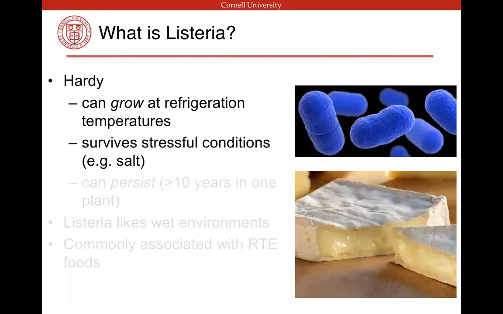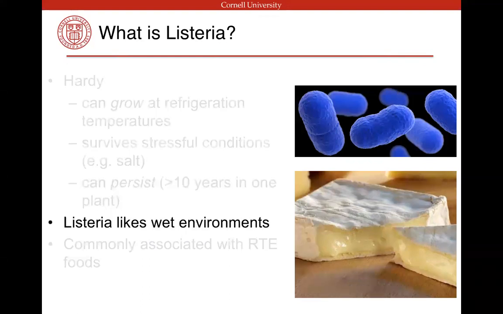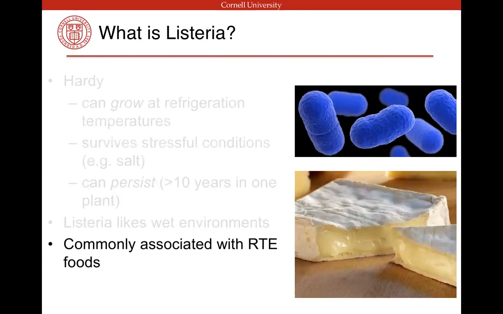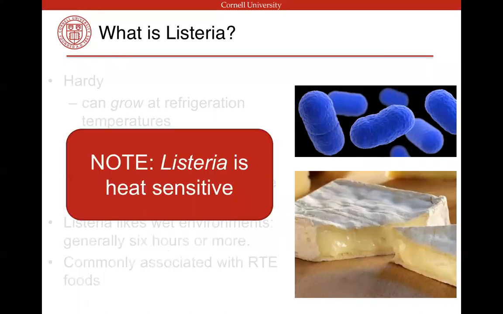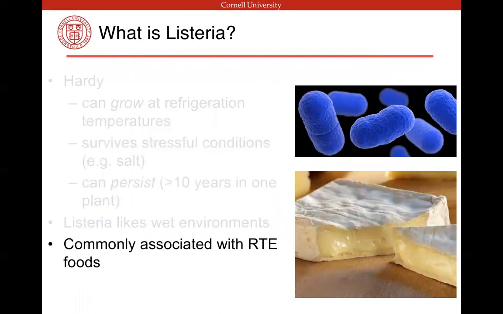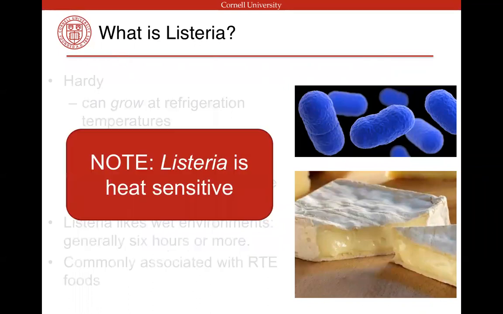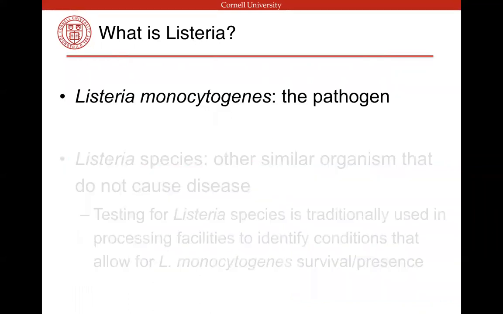It can also survive stressful conditions, and it can persist. So Listeria is known to survive weeks, months, and even years in food facilities, continually growing and recontaminating food. It likes wet environments, so I'll talk a little bit more about that later, and it's commonly associated with ready-to-eat food. And I want to remind everyone that Listeria is heat sensitive, so if you cook your food, the Listeria will die. We talk so much about Listeria that it almost feels like the superbug that can survive anything. But really, it's associated with ready-to-eat foods because ready-to-eat foods aren't heated, aren't cooked, so it is heat sensitive.